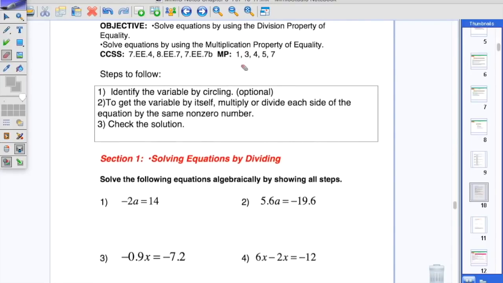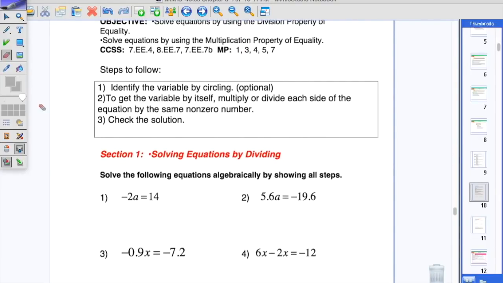The Common Core state standards are listed in the mathematical practices. So here's the steps to follow. The first thing you're going to do is identify the variable by circling it. That's optional. It is helpful in the beginning to do that, but then eventually you will probably fizzle out doing that. Two, to get the variable by itself, you're going to multiply or divide each side of the equation by the same non-zero number. Then you're going to check your solution.